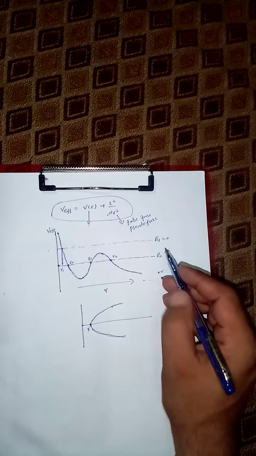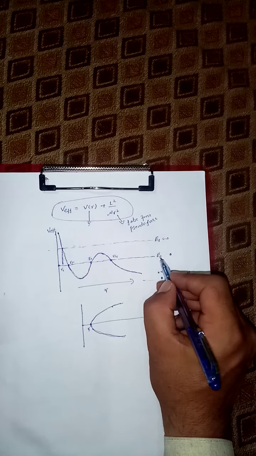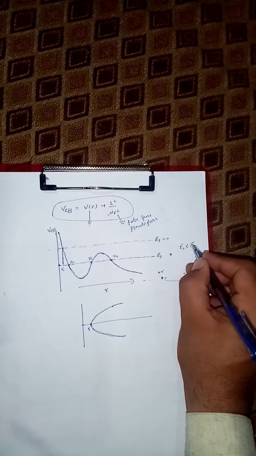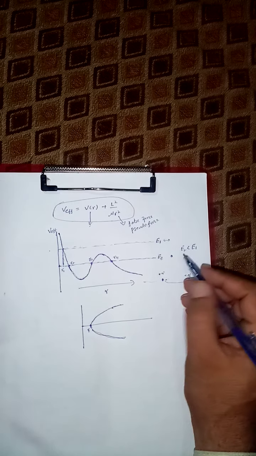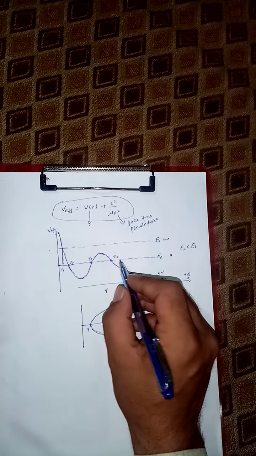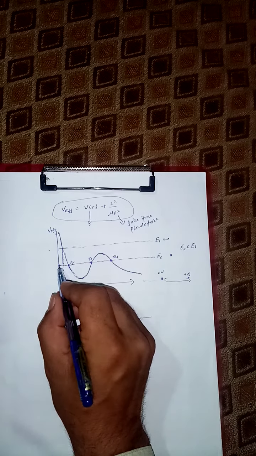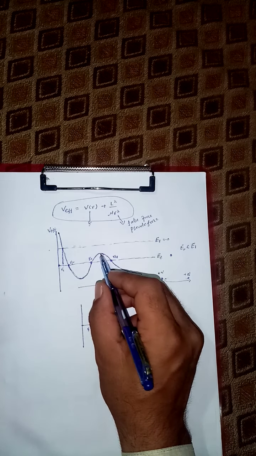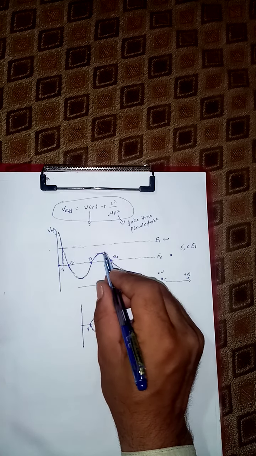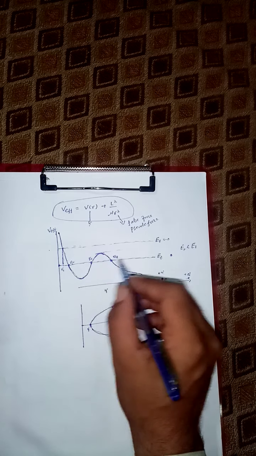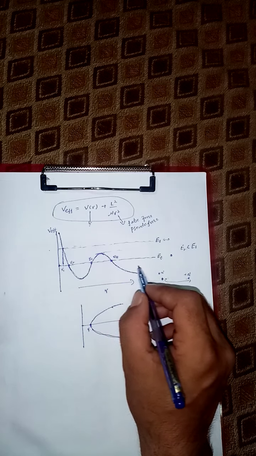Now suppose that we have another particle coming from infinity with energy E2, which is less than E1. This particle with energy E2 gets closer to the force field and reaches R4. This is the R4 distance from the force field, and the potential is higher than E2. The magnitude of the potential is this much, while the energy is this much. It cannot cross this potential, so it comes closer to R4, and then it scatters back to infinity.